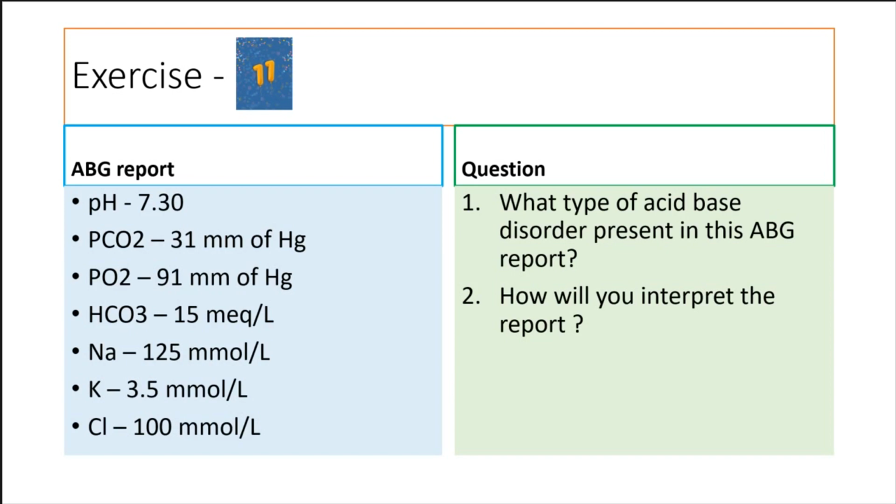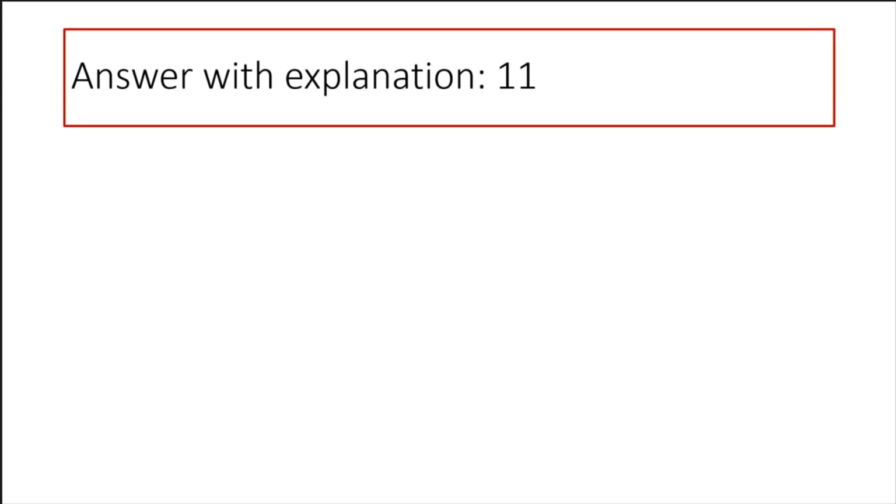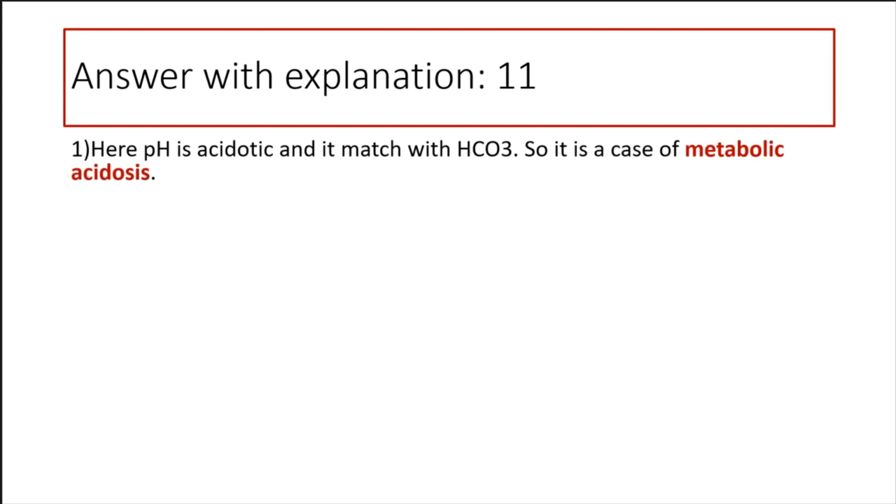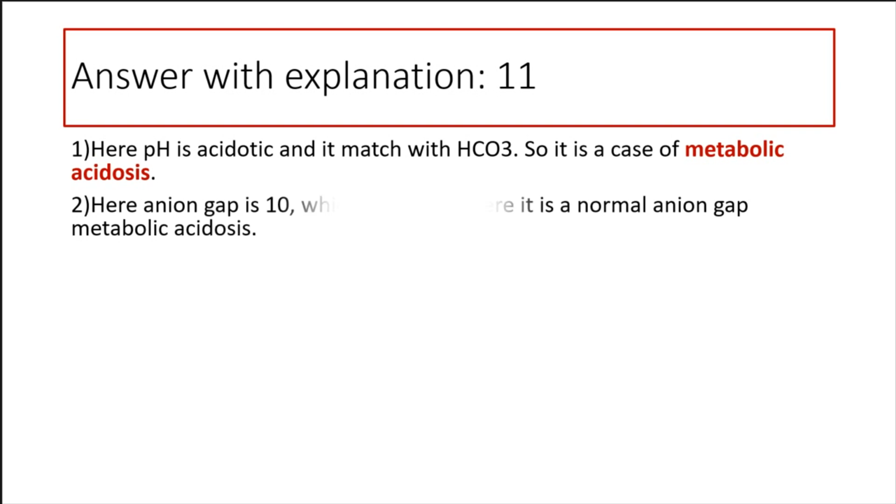2. How will you interpret the report? 3. What may be the underlying cause? How fast can you solve it? Answer with explanation. 1. Here pH is acidotic and it matches with HCO3 or bicarbonate. So it is a case of metabolic acidosis.